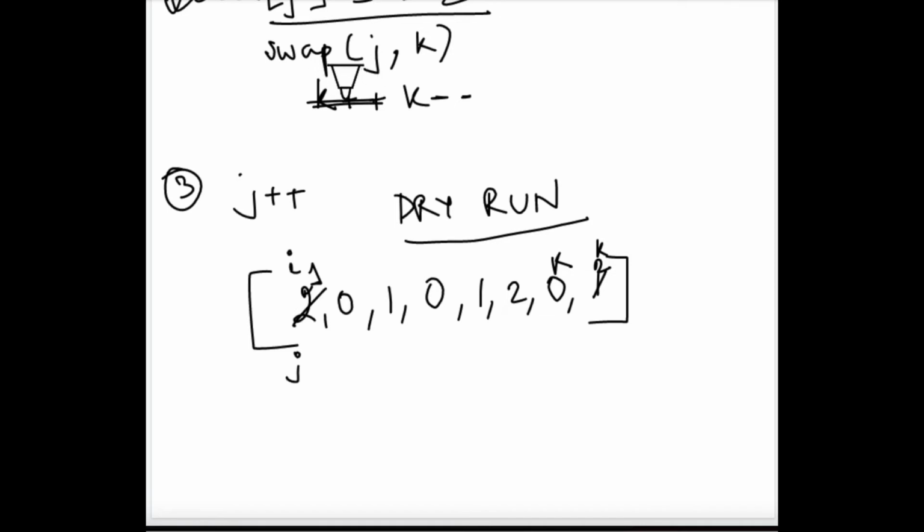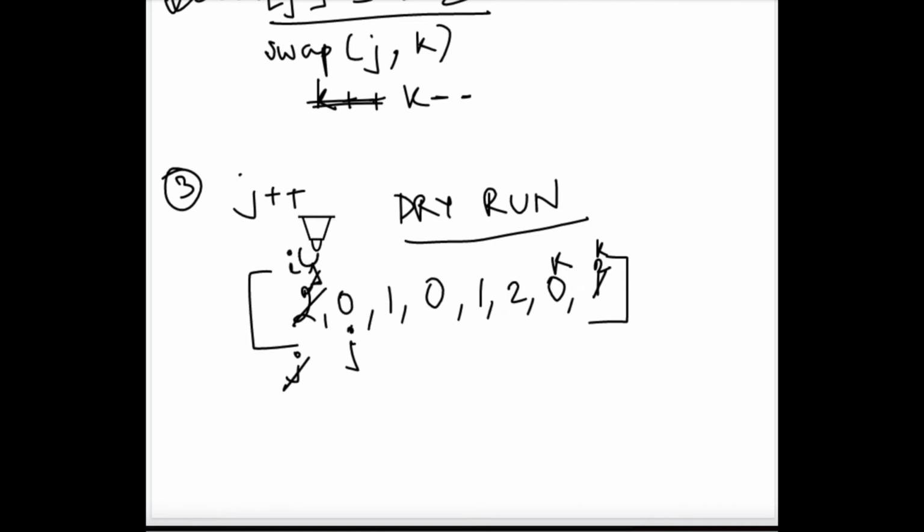By the way, I just made this correction. I had written K++, it was a typo, so it should be K--. So in this case, only K will move. J is going to stay wherever it is. Next, J is already 1. In the next loop, it will check if J is equal to 0 or if it is equal to 2. Since it is equal to 1, J will move forward. Now it is a 0. So now I and J need to swap.